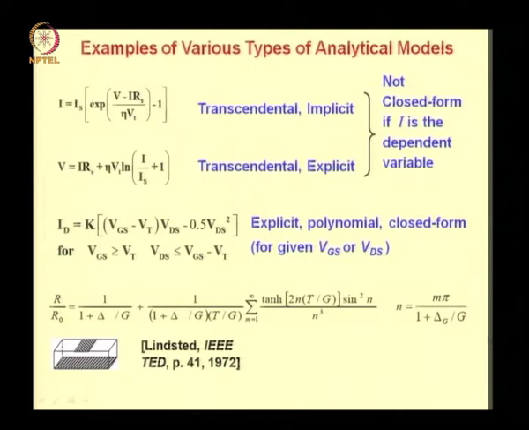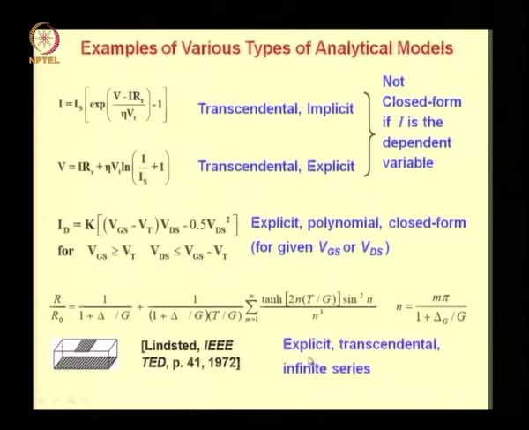Now this is an explicit form of function. It is transcendental because it involves hyperbolic tangent and so on, and it is an infinite series form. You can see here that the number of terms is infinity, m varies from 1 to infinity. The n here is given in terms of m according to this formula.